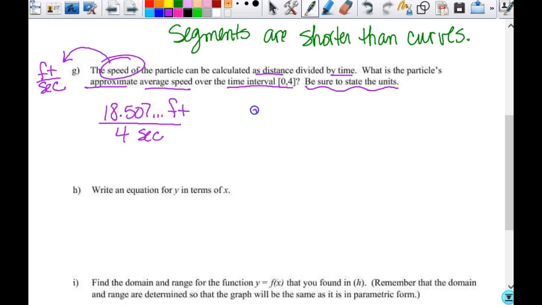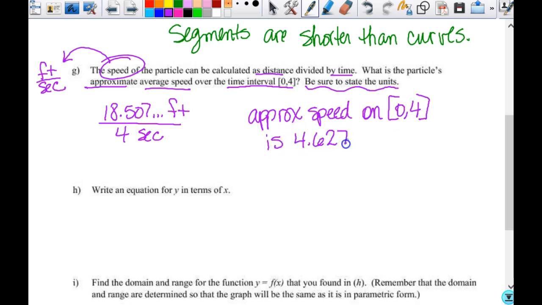Then I can say that the approximate speed on this interval is 4.627 feet per second. And you will not always be reminded to make sure you add the units, but you always need to make sure you add the units. Okay? Any questions about that? All right.